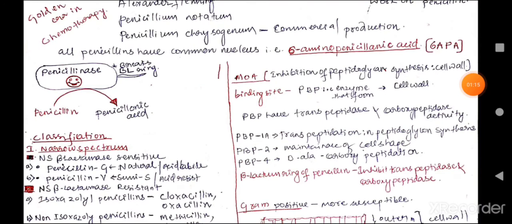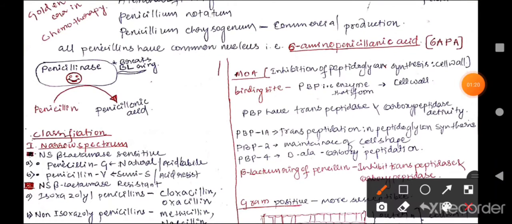Some bacteria have the capacity to produce the penicillinase enzyme, that is the beta-lactamase enzyme, and they have the ability to break penicillin into an inactive compound, that is penicillinic acid. They break the beta-lactam ring, and such antibiotics which are sensitive to penicillinase activity are called beta-lactamase sensitive antibiotics. Now let us come to the mechanism of action of these penicillins.